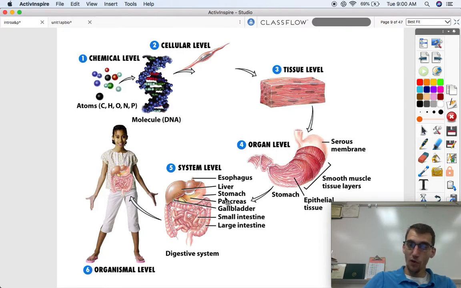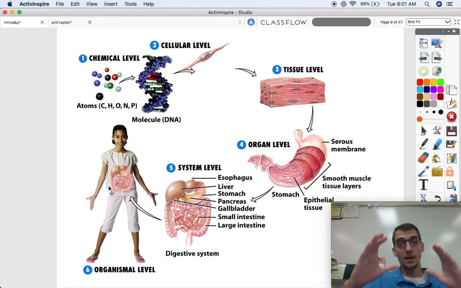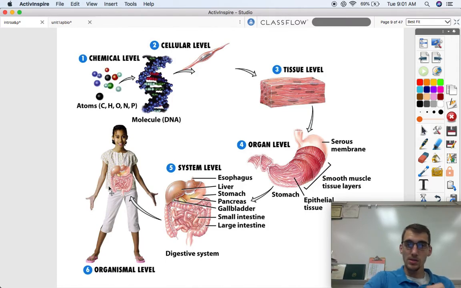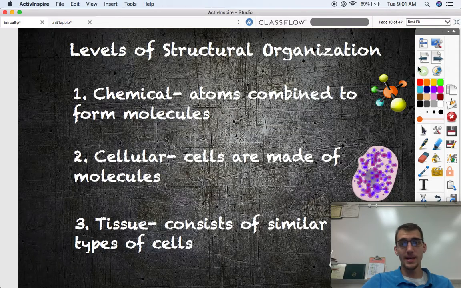And moving forward from there, several organs make up an organ system, right? So the stomach is one of several organs in the digestive system. So it goes esophagus, liver, stomach, pancreas, gallbladder, small intestine, large intestine. Those are all organs in the digestive system. And then finally, all 11 organ systems, some say there's 12, but all 11 organ systems help make up an organism, help make up the human body themselves, a multicellular organism. All right, so that's basically the gist of what we're going to get into today.